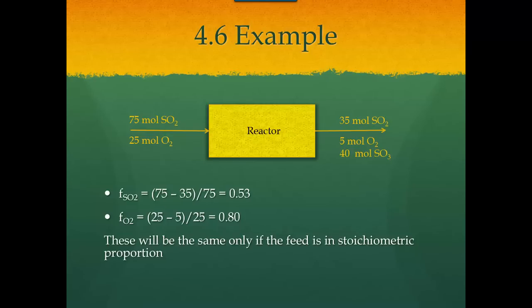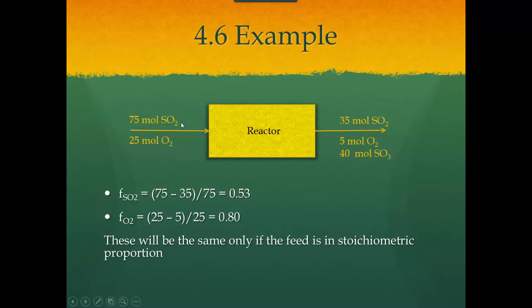If we look at this little example, we have a feed that's 75 moles SO2 and 25 moles O2. In this case, I have excess SO2 and I'm limiting in O2. We've looked at this in a previous video. When I look at what comes out of this reactor, I end up with 35 moles of SO2 left over and 5 moles of O2, and created 40 moles of SO3. So if I know what's coming in and out, I can calculate the fractional conversion. But it's going to be a different value for each compound.